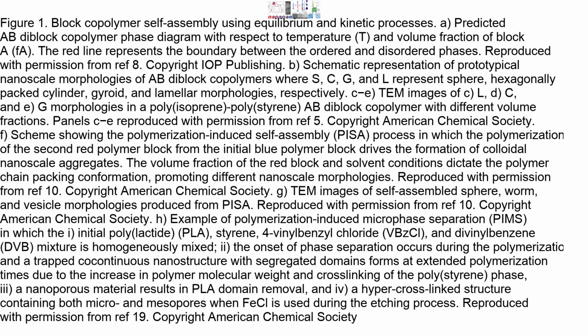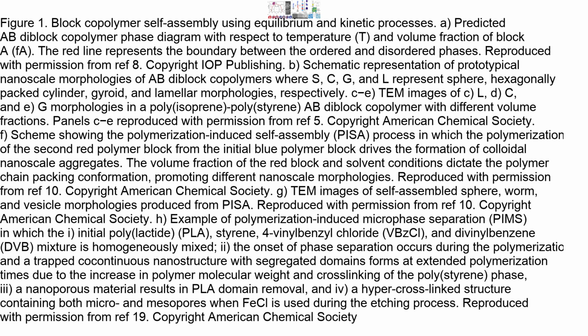Panels A and B show a predicted phase diagram and schematic representation of nanoscale morphologies of an ABD block copolymer, respectively. Panels C to E show transmission electron microscopy (TEM) images of different nanoscale morphologies in an isoprene, styrene, ABD block copolymer with varying volume fractions. Panel F shows a scheme of the polymerization-induced self-assembly (PISA) process, where the polymerization of a second red polymer block from the initial blue polymer block drives the formation of colloidal nanoscale aggregates.